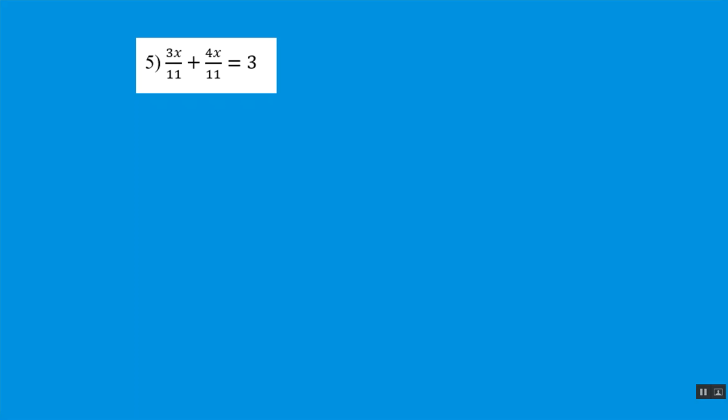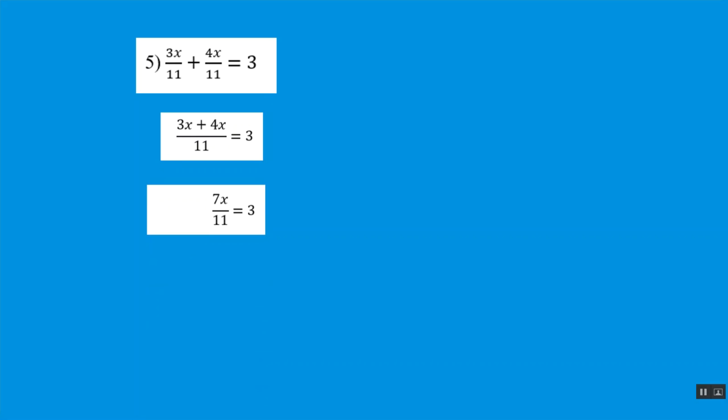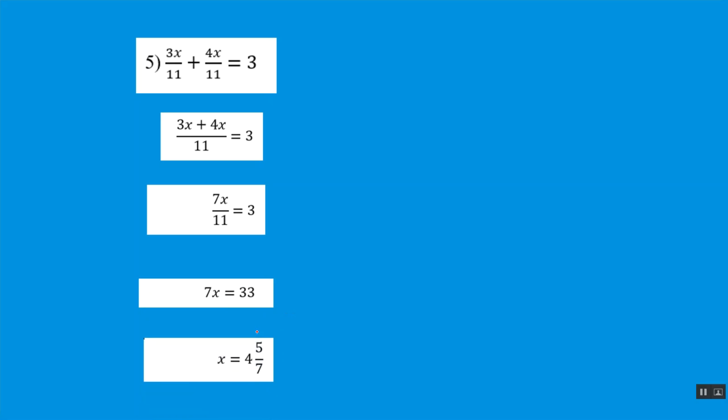First step, because we have common denominators, we can add 3x and 4x, which gives us 7x over 11. Then multiply both sides by 11. So we get 7x equals 30. So the next step is divide both sides by 7. 4 7s are 28, and 5 is 33. So we get 4 and 5 over 7.